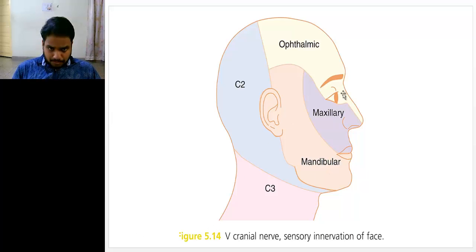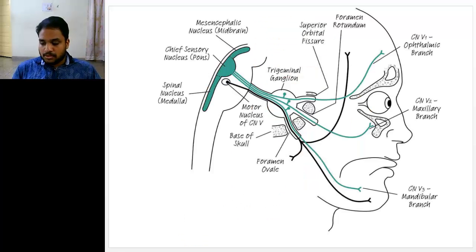Three, right? So the ophthalmic division, it supplies the scalp that is anterior to the vertex, and the forehead as well as the upper part of the side of the nose, right? And the maxillary division involves the malar region as well as the upper lip, right? So that is the maxillary division. Then the mandibular division innervates the chin as well as the ear lobules and all, right? So this is the trigeminal nerve.